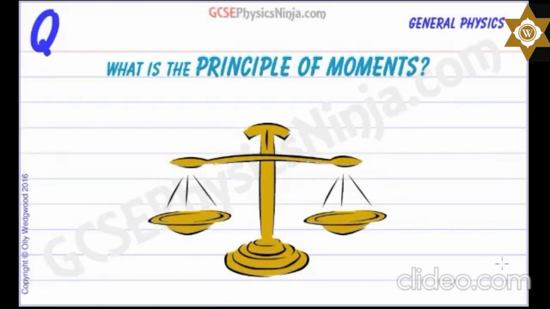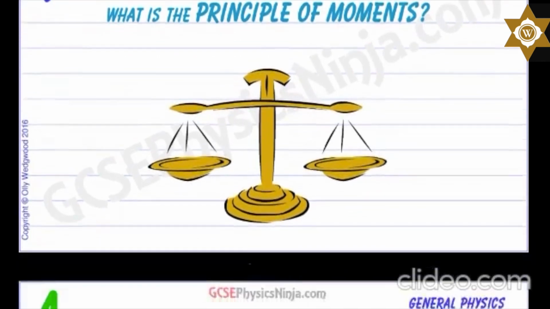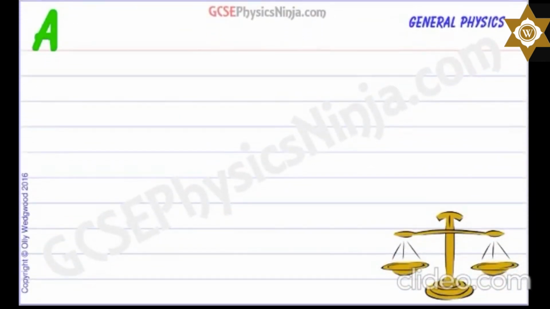The principle of moments tells us that if a body is in equilibrium, if it's balanced and at rest, then the sum of the clockwise turning forces about a pivot must equal the sum of the anti-clockwise turning forces about the pivot. And that's the principle of moments. You need to be able to explain that principle, write the definition of the principle of moments, and explain a simple experiment to illustrate it. So let's have a look at that.